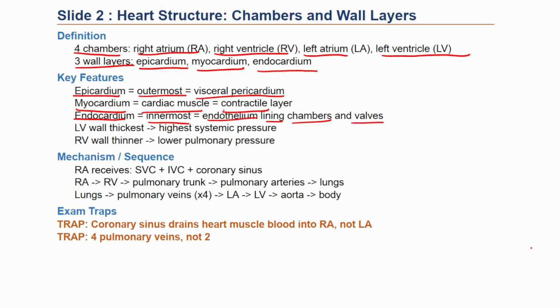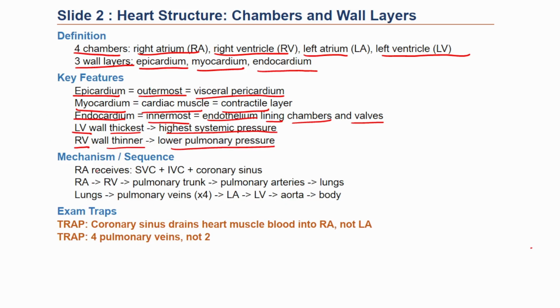Reflecting the pressure workloads we established, the muscular wall of the left ventricle is significantly thickest because it must pump blood against high systemic vascular resistance, whereas the right ventricle wall is much thinner due to the lower pressure demands of the pulmonary circuit.